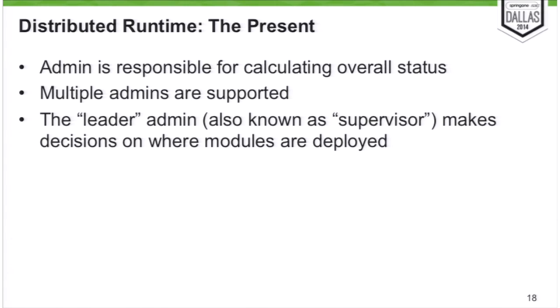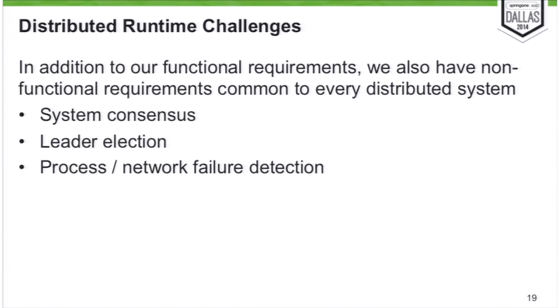So we're able to do that initially when we deploy a stream, but if you lose an admin and it comes back up, it has to then recalculate that for every stream to determine what's the actual state of the stream deployment. So when we talk about multiple admins in a Spring XD system, usually the term that we use is the supervisor for the leader admin, and this is the one admin that can make decisions on where things are deployed and the handling of arriving and departing containers.